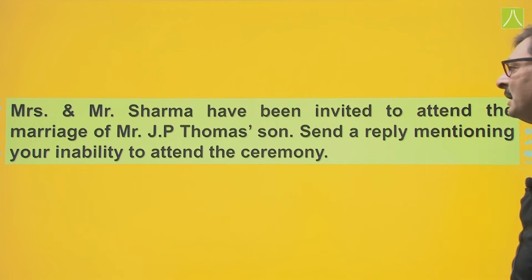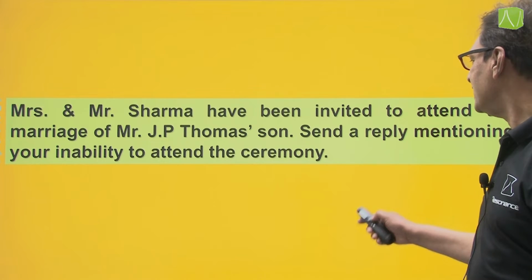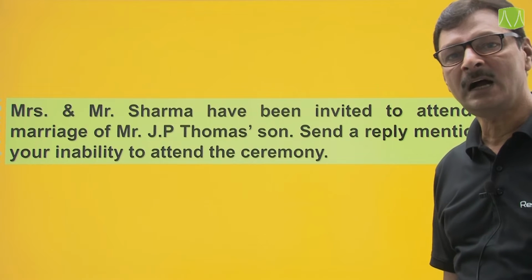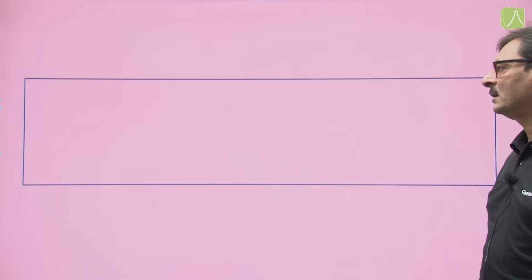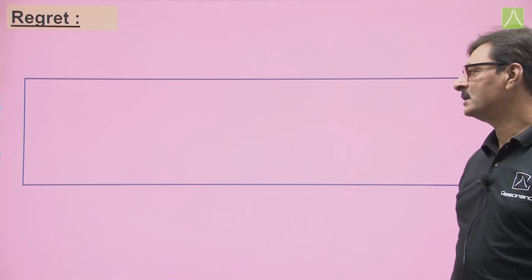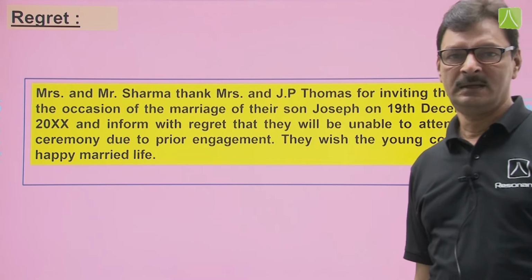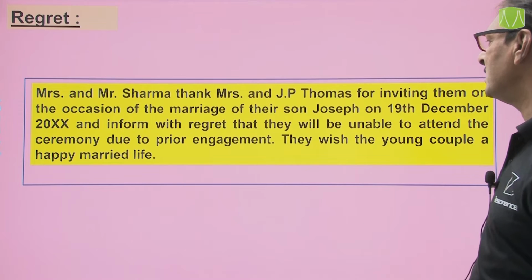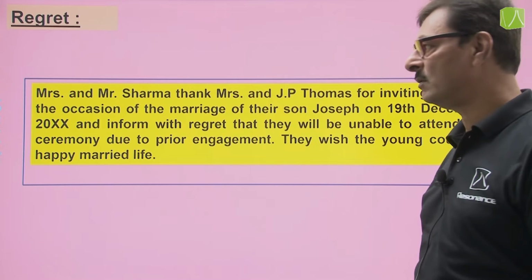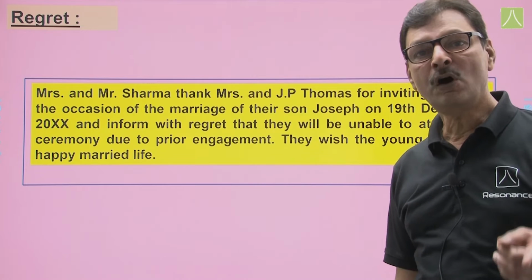So this is the question. Mrs. and Mr. Sharma have been invited to attend the marriage of Mr. J.P. Thomas' son. Send a reply showing your inability, that you will not be able to attend that function. And in the same way, in the third person you will write: Mrs. and Mr. Sharma thank Mrs. and Mr. J.P. Thomas for inviting them on the occasion of the marriage of their son Joseph on 19 December and inform with regret.